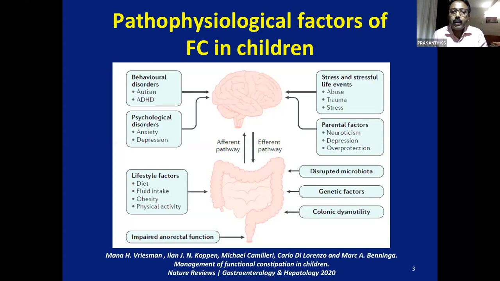As of 2020, the pathophysiology of functional constipation in children, this is what we know, has some connection with behavioral disorders. There is some psychological connection. There is some connection linked to lifestyle factors like diet, fluid intake, obesity, and physical activity. On the other hand, stressful life events are also contributory to the development of functional constipation. Some parental factors like depression and overprotection are also contributing. Then there are some recent advances in understanding coming from microbiome-based studies, genetic factors, colonic dysmotility, and impaired anorectal function contributing to the pathogenesis of functional constipation in children.